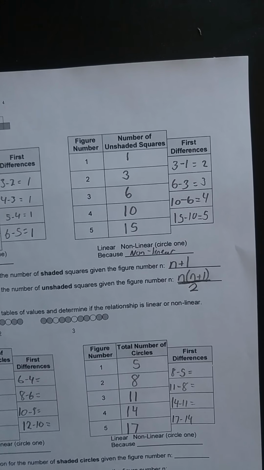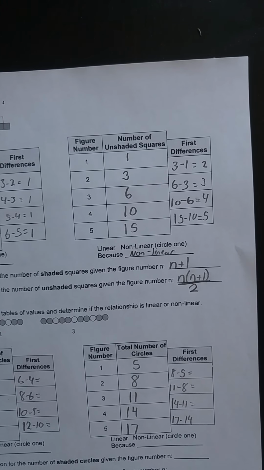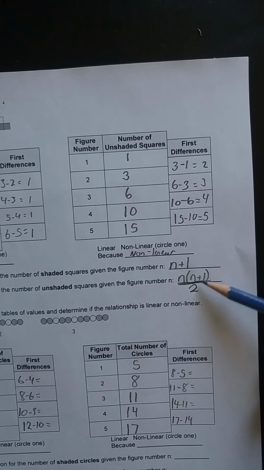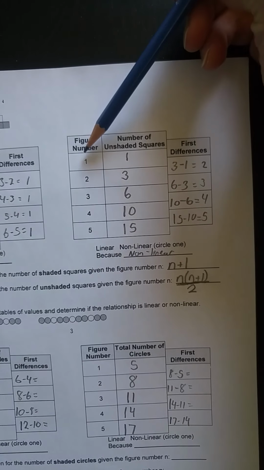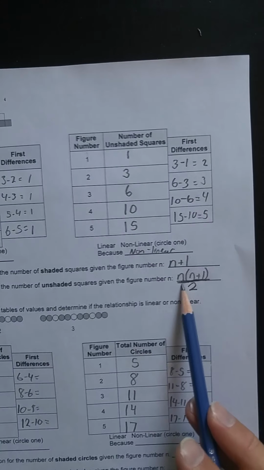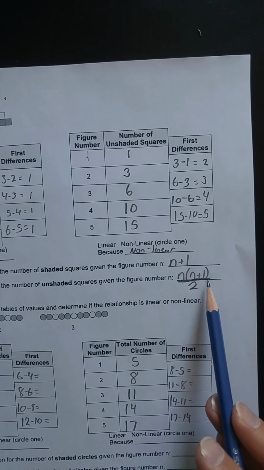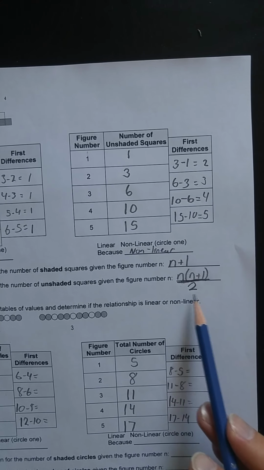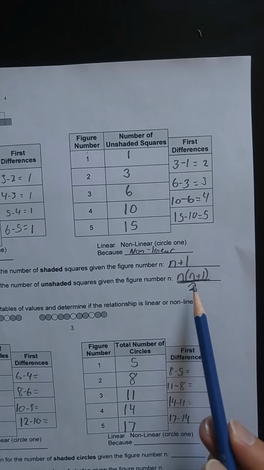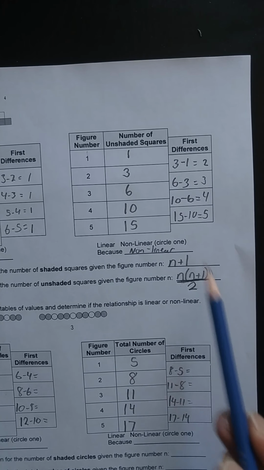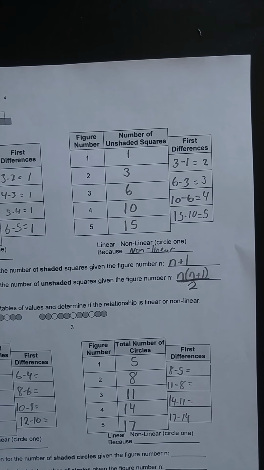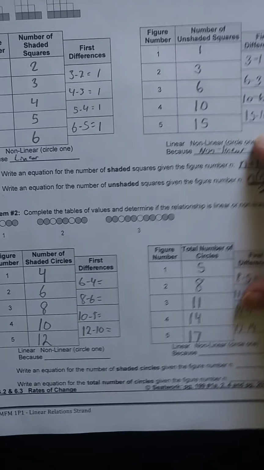Okay, and our formula for the second one's a little bit tougher. It's our frame number multiplied by our frame number plus 1, divided by 2. So we can quickly just try that. So our frame number here is 1. So 1 times 1 plus 1, which is 2. So 1 times 2 is 2, divided by 2 is 1. Okay, we got it. 2 times 2 plus 1 is 3, so 2 times 3 is 6, divided by 2 is 3. So that would be our equation. So that was a little different, or more difficult to figure out.